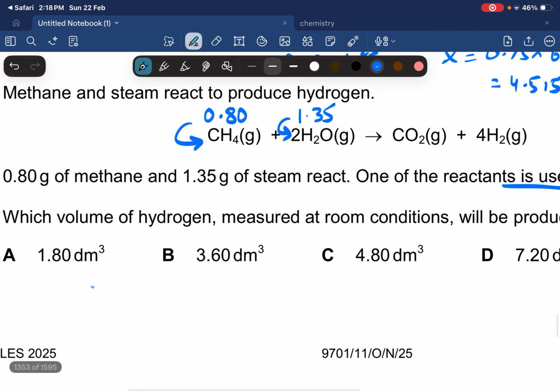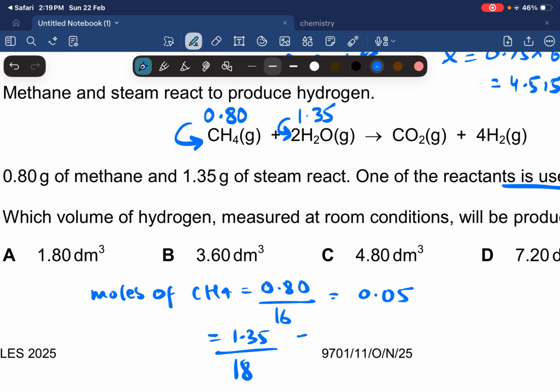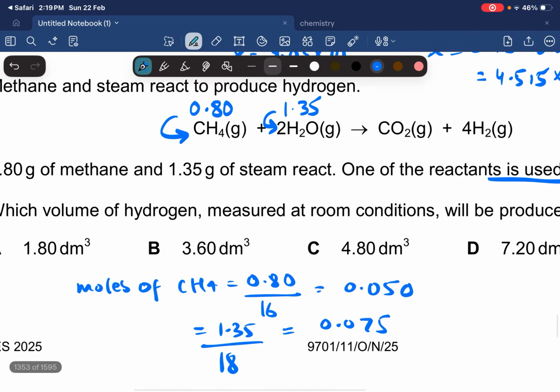So the moles of methane is going to be mass over MR. Mass is 0.80 and the MR of methane is 16. That gives 0.05 moles of methane. Now for water. Moles equals mass upon MR. Mass is 1.35 and MR of water is 18. We get 0.075 moles of water.